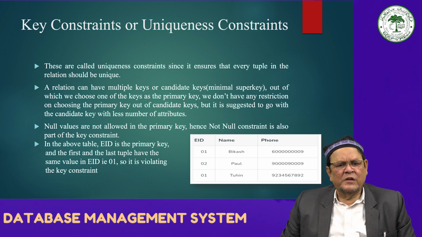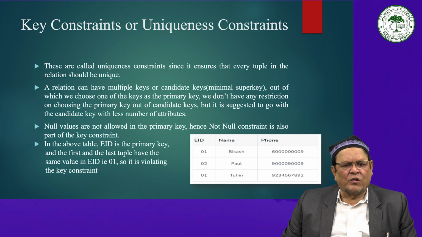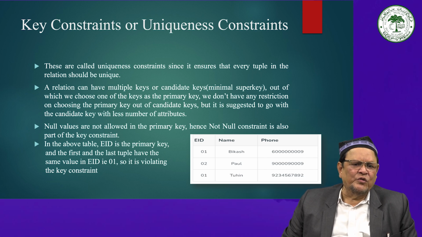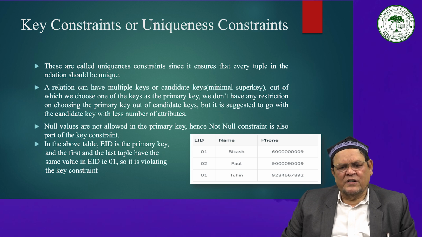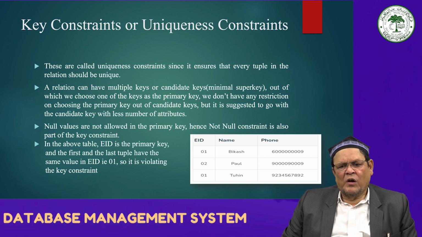The other properties may include what are called uniqueness constraints, since they ensure that every tuple in the relation should be unique. A relation can have multiple keys or candidate keys, in other words minimal super keys, out of which we choose one key as the primary key. We do not have any restrictions on choosing the primary key out of the candidate keys, but it is suggested to go with the candidate key with the least number of attributes.